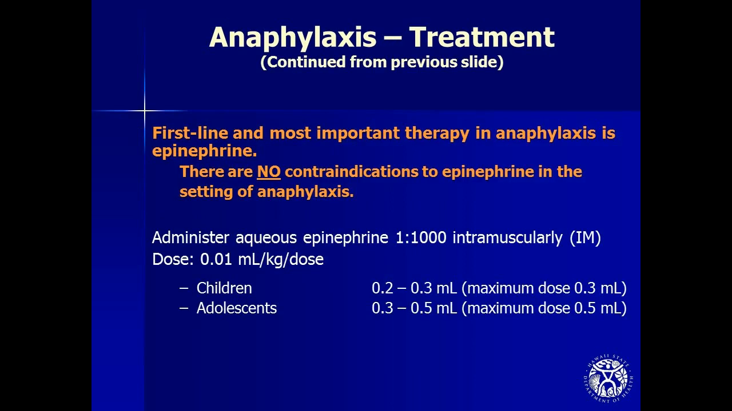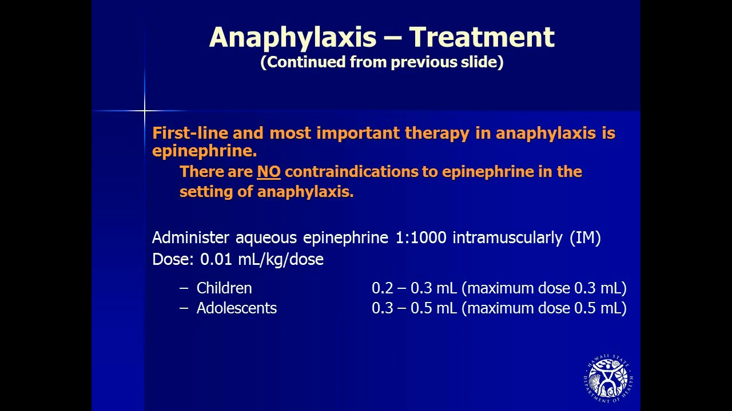The first and most important therapy in anaphylaxis is epinephrine. There are no contraindications to epinephrine in the setting of anaphylaxis. Each emergency kit will have a pediatric and an adult epinephrine auto-injector that may be used for rapid administration of the initial dose. Administer aqueous epinephrine 1 to 1000 intramuscularly.